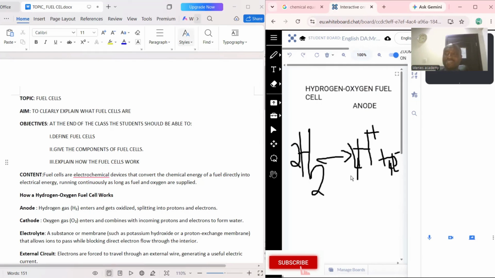Now, we also have another electrode called the cathode. At the cathode, the oxygen enters the setup and undergoes reduction, which has to do with gain of electrons, and a water molecule is formed in the process. Now look at what I'm talking about.